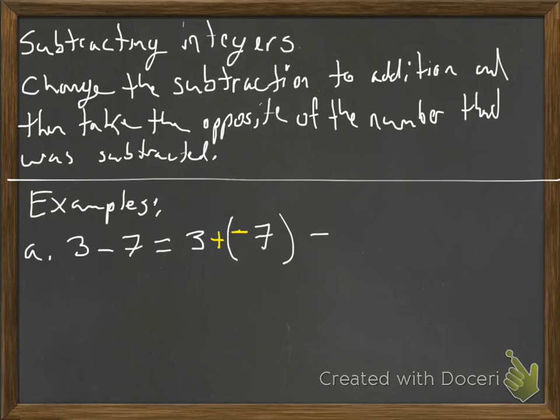Now it's just like when we add integers, we have opposite signs. We're going to find the difference. The difference between 3 and 7 is 4, and the 7 is larger, so we keep the sign, which is a negative. So we have negative 4.